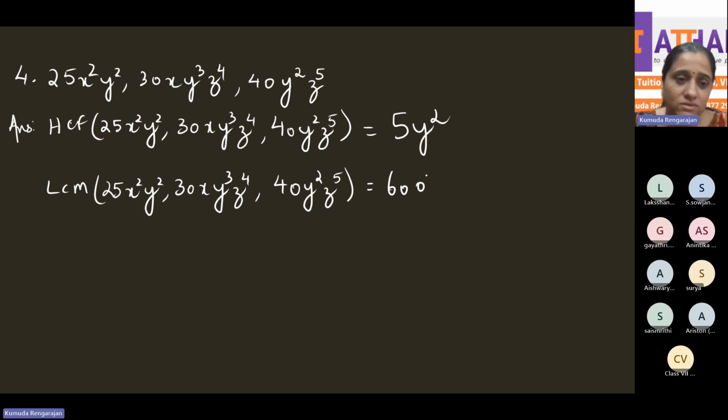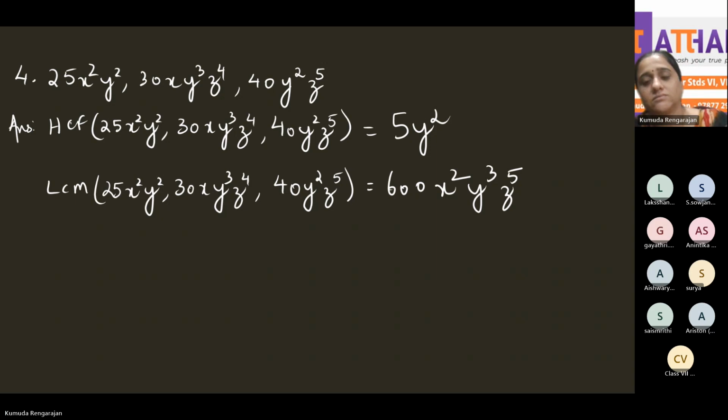Now the greatest powers. X squared, x, and x to the power 0. So x squared. Y squared, y cubed, y squared. So y cubed. Z to the power 0, z to the power 4, z to the power 5. Z to the power 5. This is the HCF, sorry, LCM. All right, children. One more.